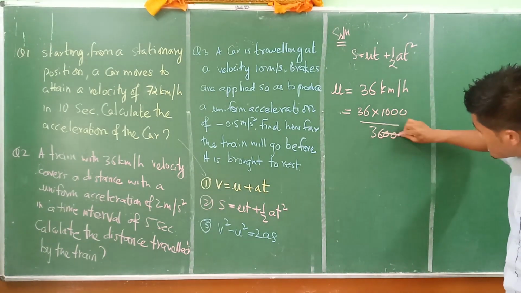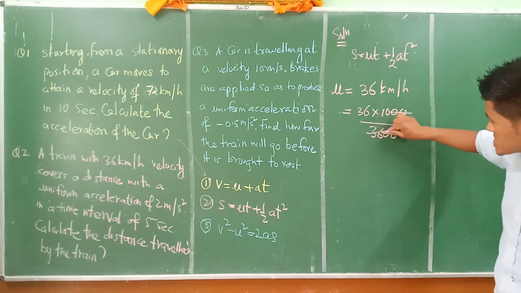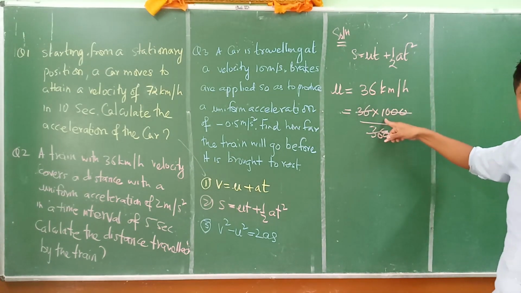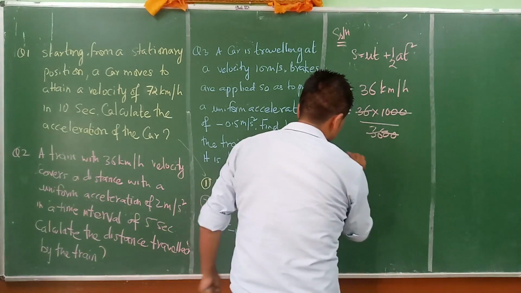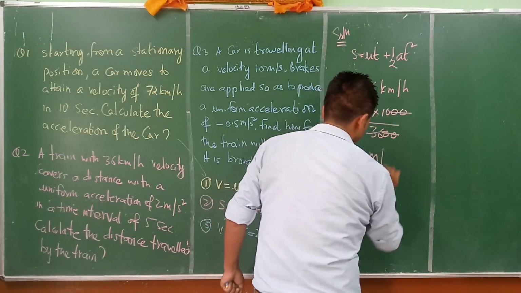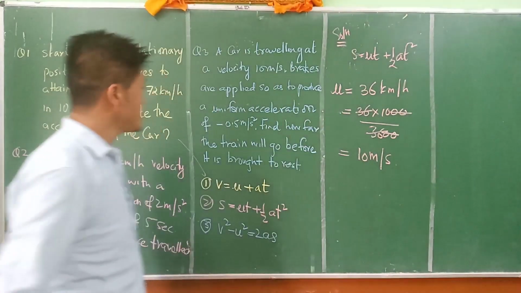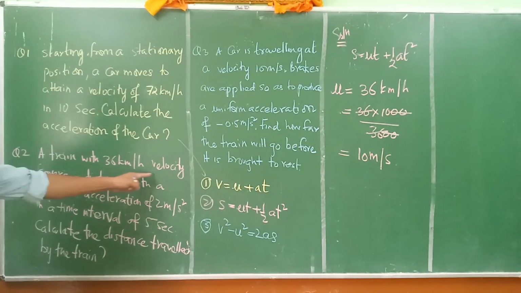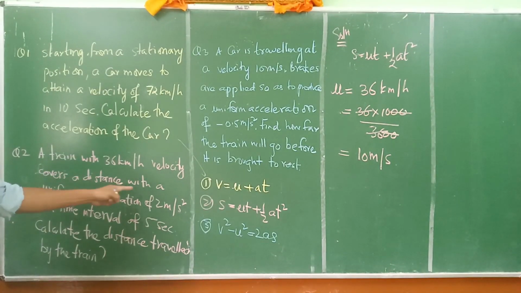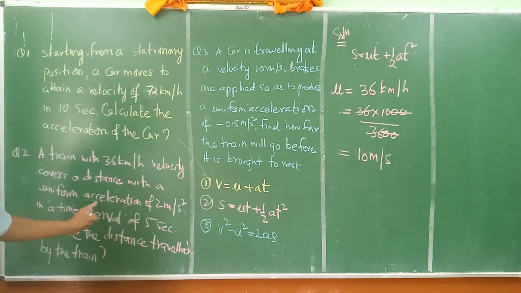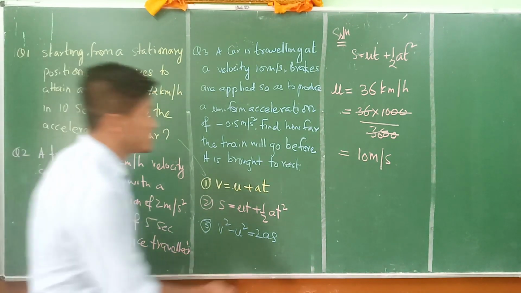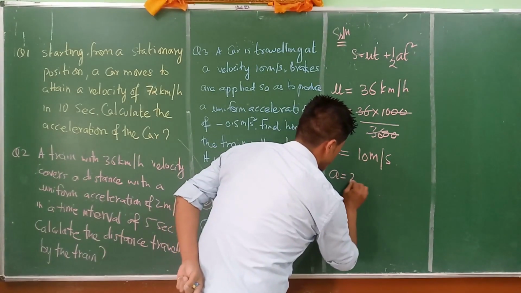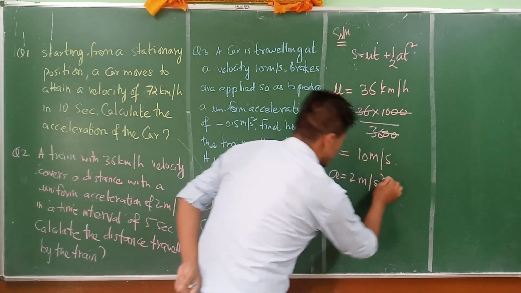So we are going to cancel it. 0, 0 cancel. 36 1, 36 1. What are we left with? 10. That is 10 meters per second. That is U. Right? Now we got the U with the velocity covers the distance with a uniform acceleration. Okay, they have given the uniform acceleration. That means we got A is equal to 2 meters per second square.